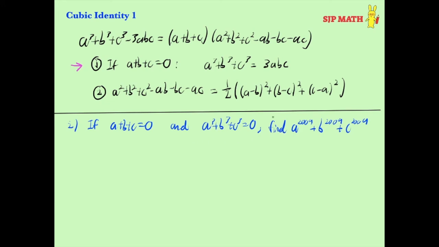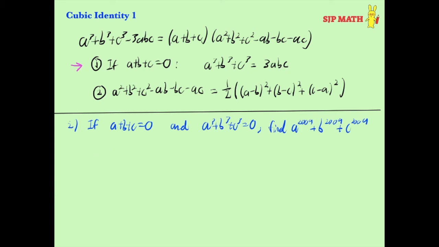Okay, so here, again, we can use this identity. We see that a plus b plus c is equal to 0, which means that straight away, because we have this identity in our mind, we can deduce that a cubed plus b cubed plus c cubed is equal to 3abc. But then we also see that a cubed plus b cubed plus c cubed is equal to 0. So using these two pieces of information, we find that 3 times a times b times c is equal to 0.